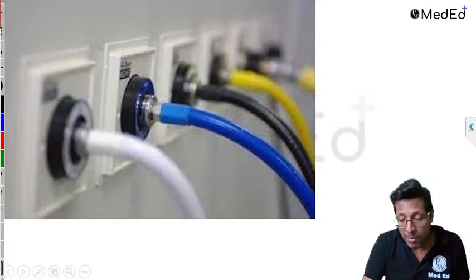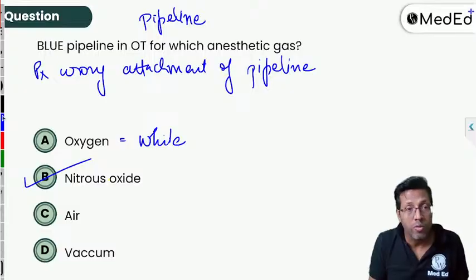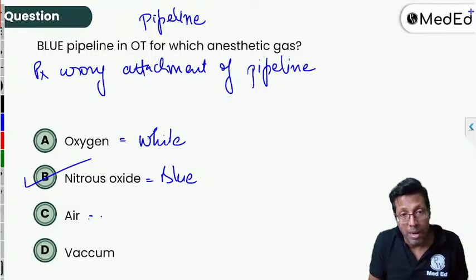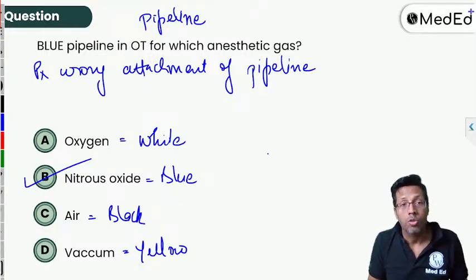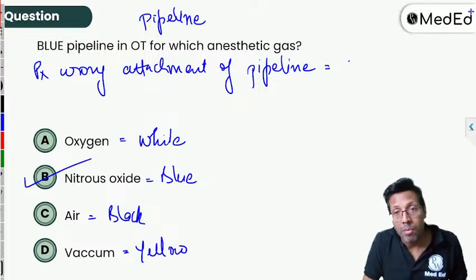So these are the various pipelines that you see. Oxygen is white in color, nitrous is blue in color, air is black in color, and vacuum that we use for suctioning is yellow in color, right? So therefore, to prevent the wrong attachment of a pipeline, it is called the diameter index safety system, not pin index.